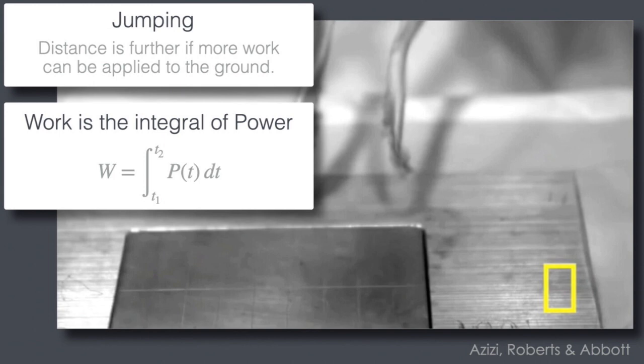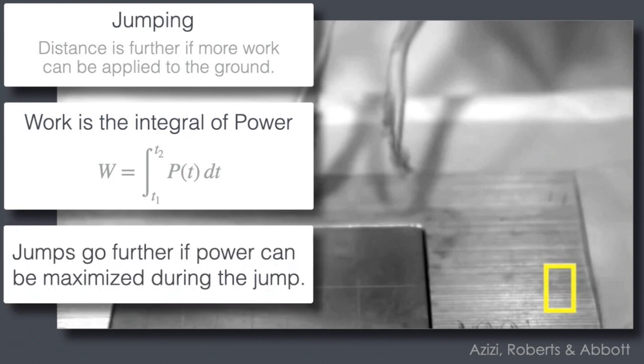The reason I make that point is that if we accept we want to generate as much work as possible on the substrate, then we can do that by maximizing the power, basically the rate of work that we're exerting on the ground. So the bottom line here is that jumps go further if power can be maximized during the jump. This is really the goal of a jumping organism: I've got a certain amount of work that my muscles can generate as I contract them. They'll move some distance, they'll generate force. But really, power is the quantity that matters in this context.